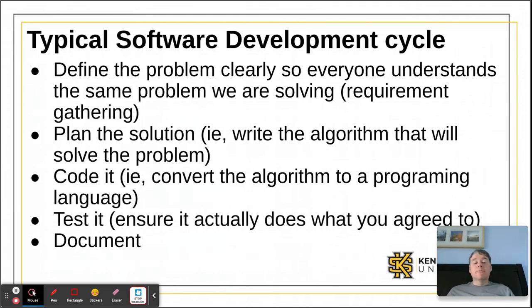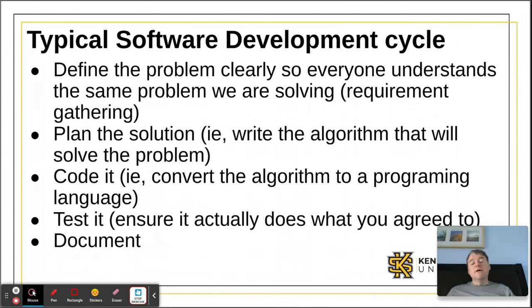And then the final step on here is document. Over time, you're going to realize that almost every application you use is not written by one person. Usually it's a combination of a lot of people, and they work together to do the development. Maybe different people do some of the problem solving part, other people do some of the coding parts, some people do some of the testing parts, or maybe it's a mixture of people doing all of the above.